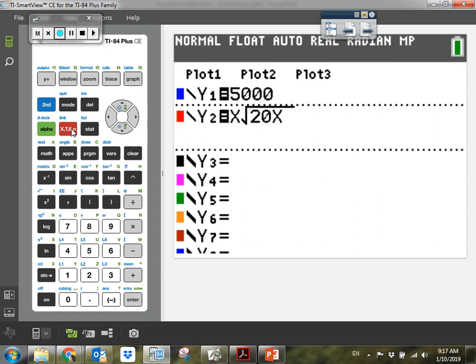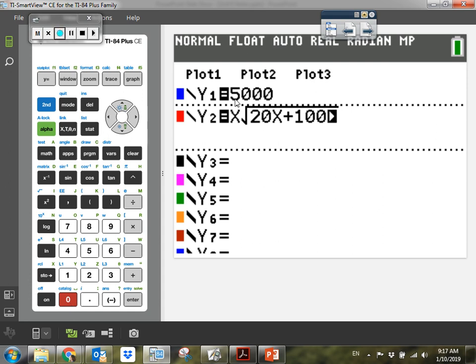20x plus 100. Now, I prefer to mess with the window myself. I really encourage you to think about the window as you're graphing. With some equations, if the window is set by 10 by 10, which is our normal window, it's like, what's going on? We can't tell. So I encourage you to think about adjusting the window.